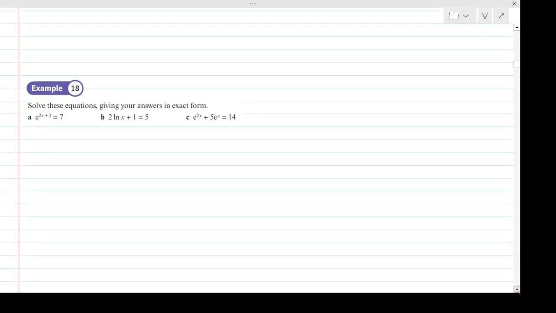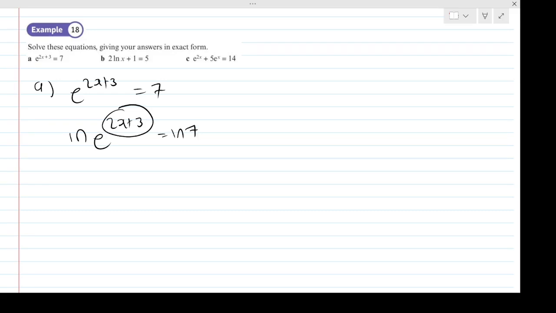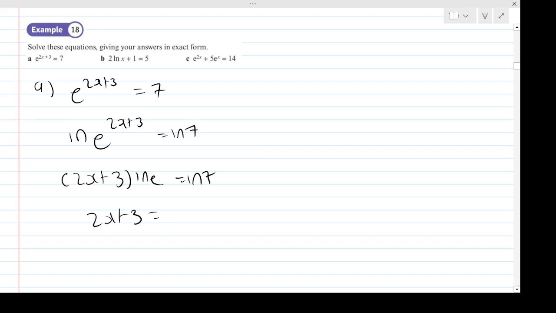Okay, I now need to solve these equations. So I have e to the 2x add 3 is equal to 7. So again, if I take logs, ln of e to the 2x add 3 is ln 7. So then I can bring the power to the front. So then 2x add 3, lots of ln e, is ln 7. But what do you know? Ln e just goes to 1. So then 2x add 3 is equal to ln 7.